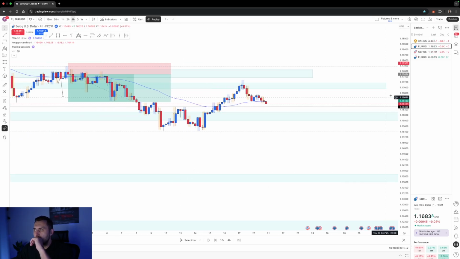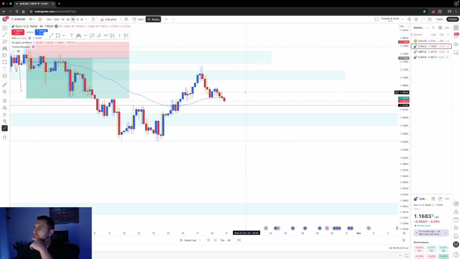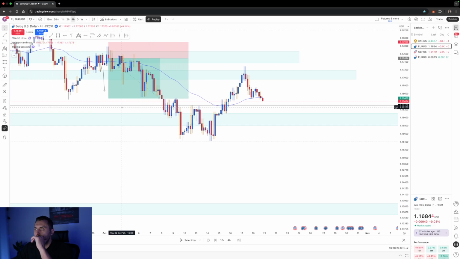On the 4 hour, we can see that the price is bullish. We see this bullish zone. Okay, so this could be a rejection to go up. So right now, 4 hour is bullish, weekly is bullish, and daily is bearish.